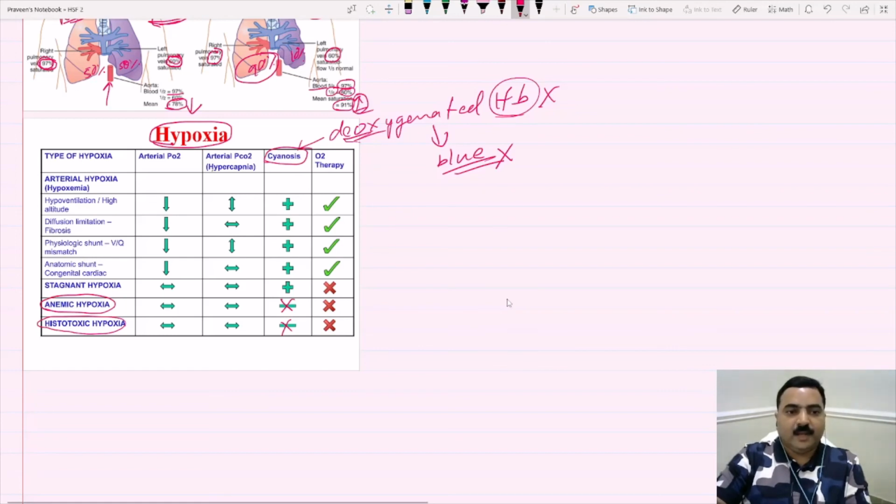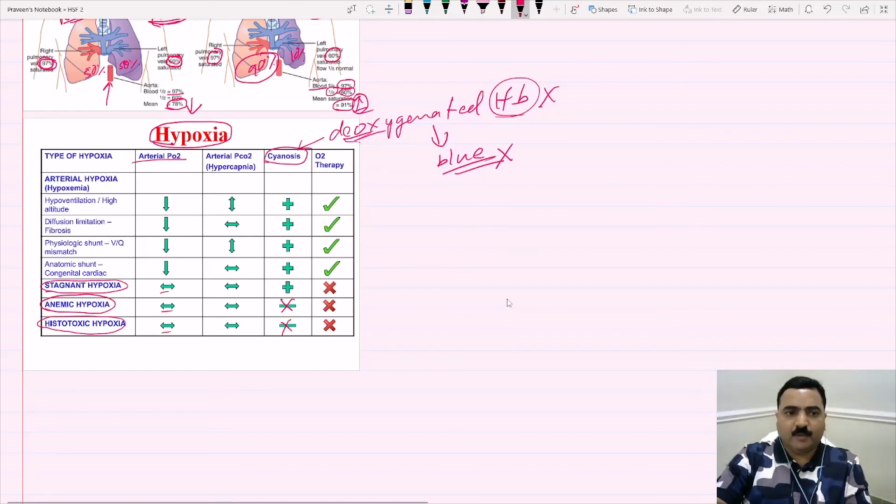Okay, in stagnant hypoxia, that means the cardiovascular system, the blood is unable to pump, or there's a block somewhere and the blood is unable to go. So what happens to the arterial partial pressure of oxygen? Arterial partial pressure of oxygen, no change. It stays the same.